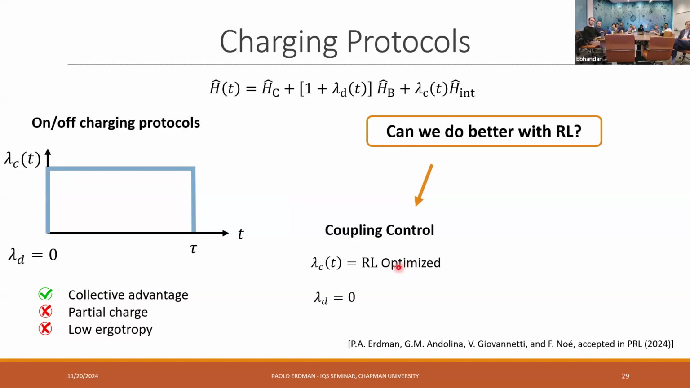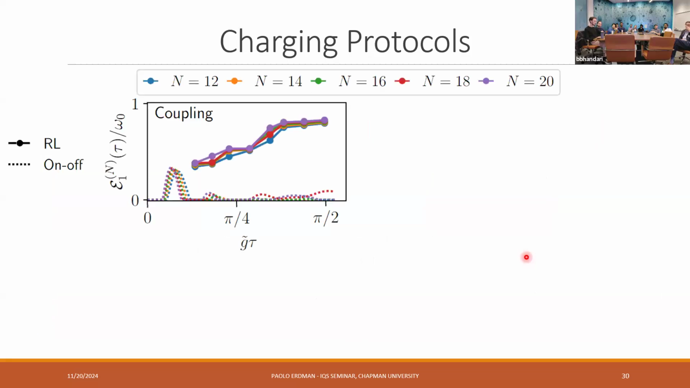And we do this in two cases. In one case, we just tune this coupling parameter, this coupling control, and we don't act on the detuning. In the other case, we act on the detuning, but we don't optimize the coupling. We could have done both together, I guess, but this was easier to start. So this is essentially what we found.